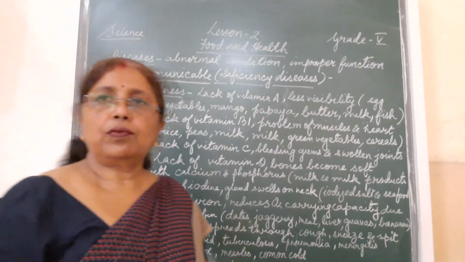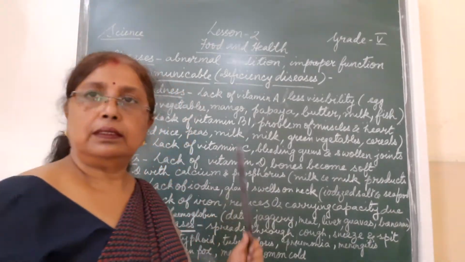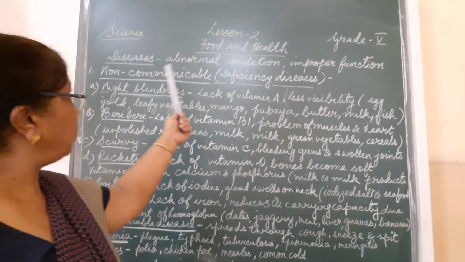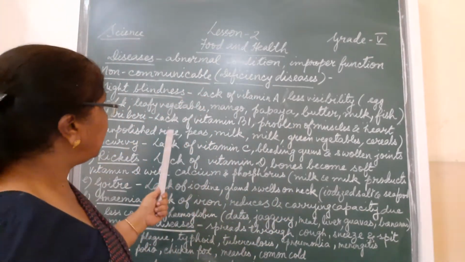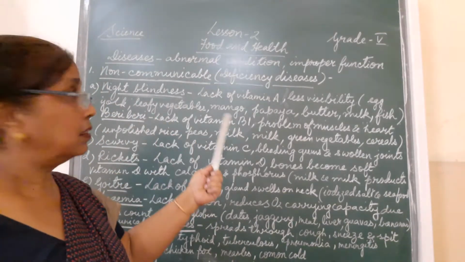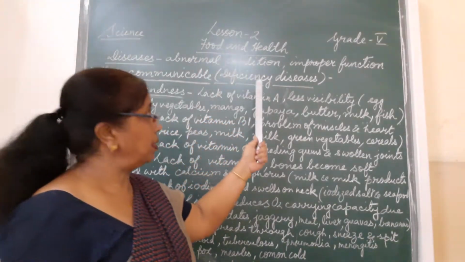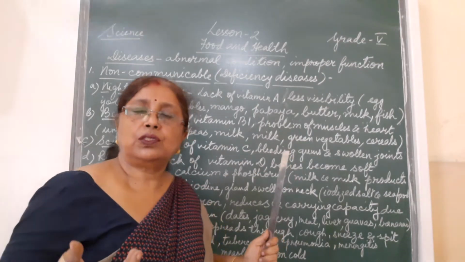So today, children, we are going to study about the diseases in this chapter, Food and Health. So what are diseases? We will see that diseases are the abnormal condition of the body where the body cannot function properly.